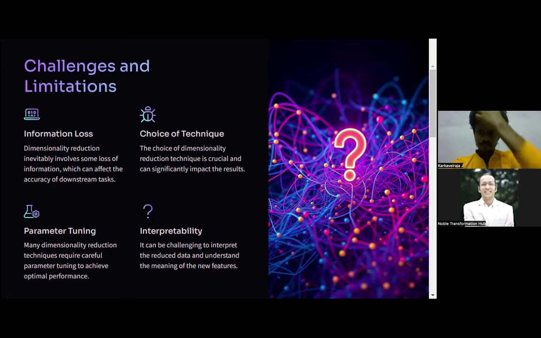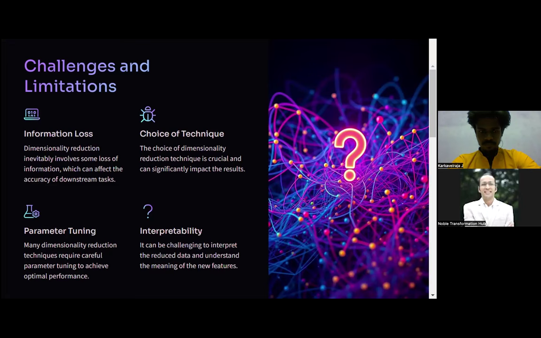Okay, parameter tuning. Many dimensionality reduction techniques require careful parameter tuning to achieve optimal performance. So we need to do the parameter tuning, okay, that will help us to optimize. These are the challenges. So we need to carefully pick the parameters for tuning. We cannot pick any parameter.